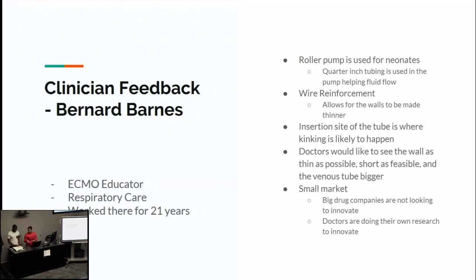So that's not the one. He suggested that we use wire reinforcement, which allows the walls to be made thinner; that's the wiring you see in the cannula now. He told us about the insertion site of the tube and where it's likely to kink when it's being inserted. The doctors would like to see the wall as thin as possible, the cannula as short as feasible, but the venous tube as big as possible. He also let us know that the market is really small for this and big drug companies aren't looking towards it, but doctors are doing their own research to try to solve this problem.